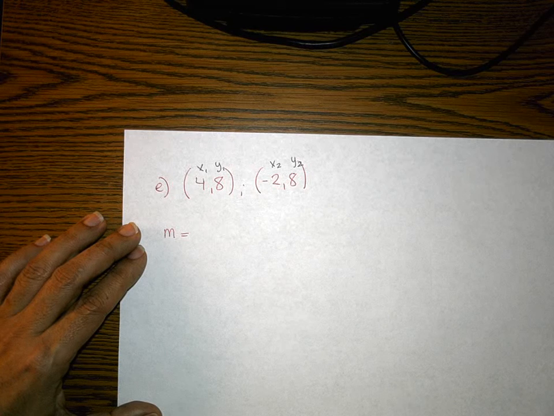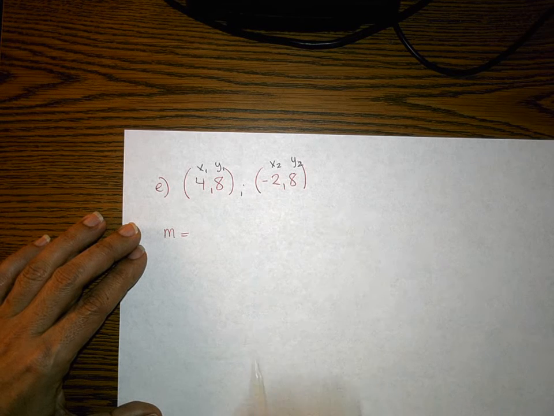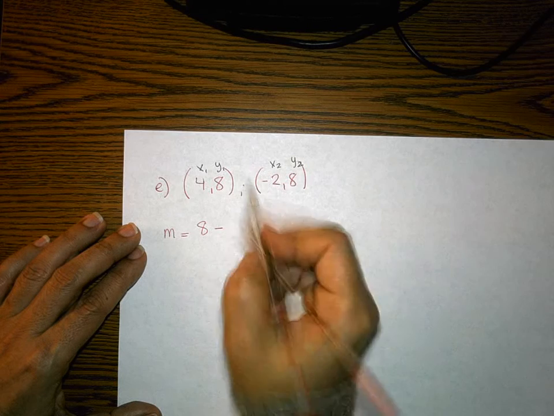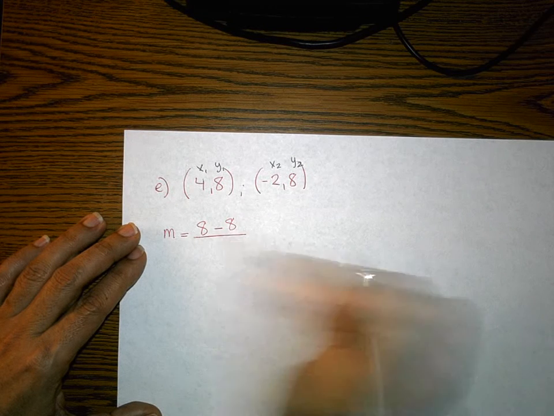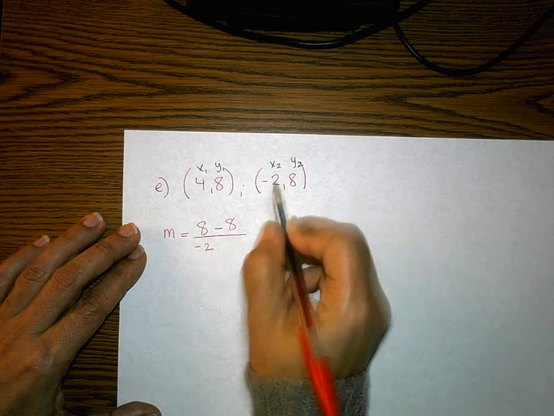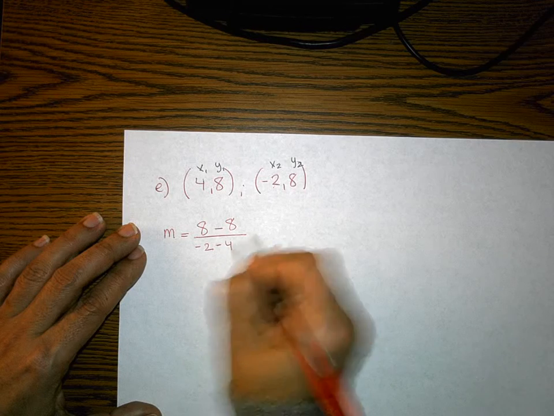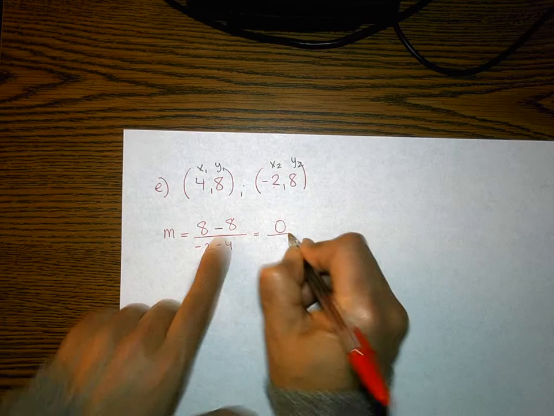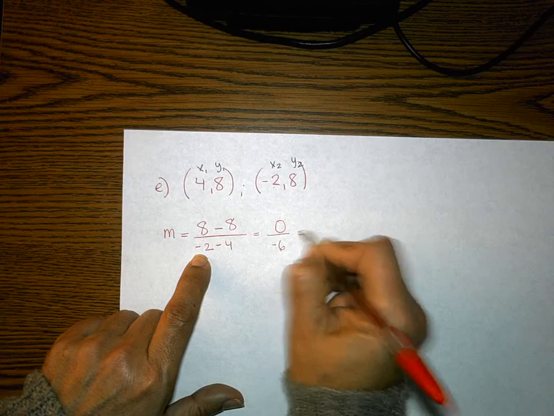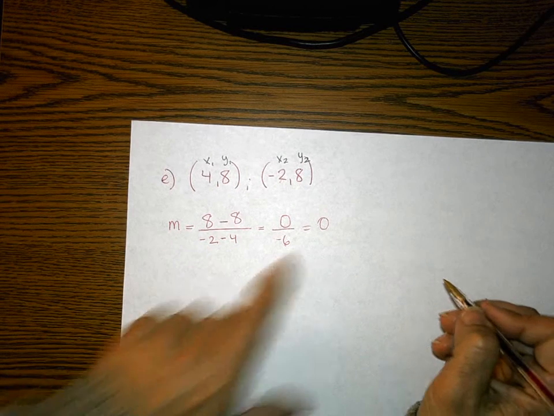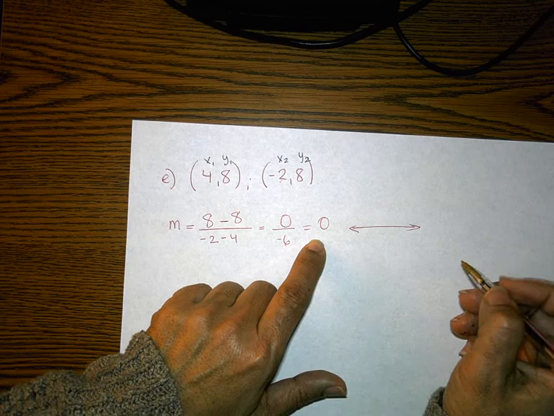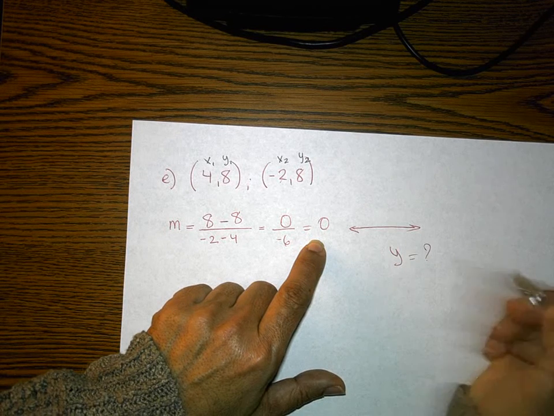Find the slope first. 8 minus y1, which is an 8, all over a negative 2 minus a 4. As you can see, we get 8 minus 8, which is 0, divided by negative 6, which is 0. So we have a horizontal line. Immediately I know it is one of these right here. But what is it going to be? y equals what? That's what we're trying to find out.